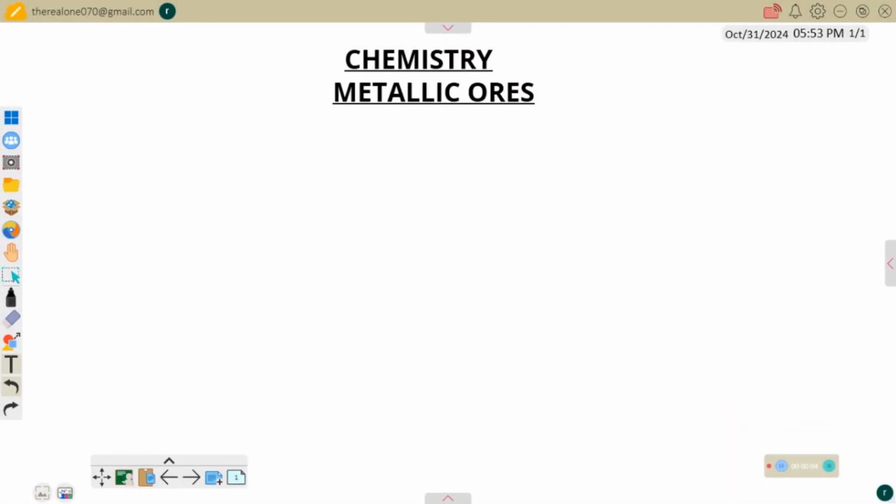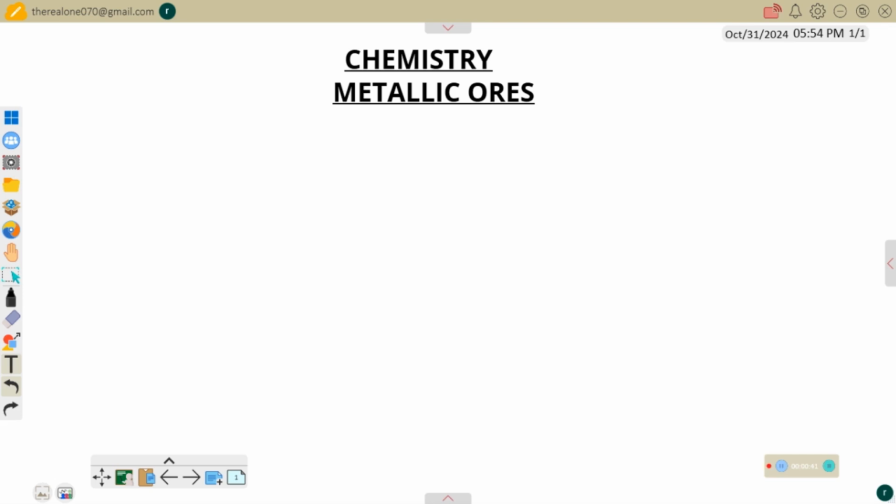Let's consider metallic ores. Most times, metals do not occur freely. That is, they are usually found combining with other elements, depending on their level of reactivity. Those metals that are very reactive are always found in combined states, while some that are moderately reactive can be combined at times and can exist in free states. While some other metals are not reactive at all, those ones are always found in free states.